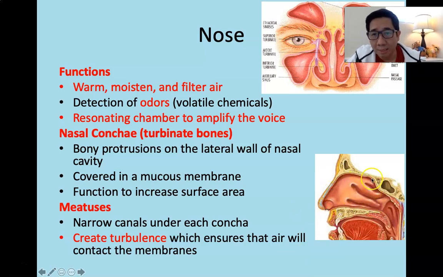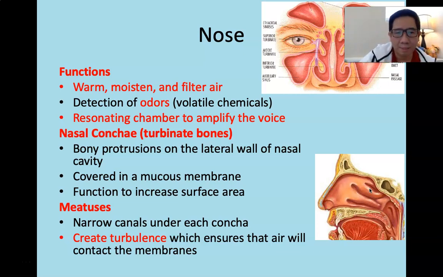This will create what we call turbulence. Just like the one in the airplane. It makes the air kind of go crazy in here, which actually warms up that air before it goes down into your lungs. It will help your lungs and also pick up any bacteria, any stuff. There's hair in your nose and other things in your nose to prevent things from going down deeper. And that's why we recommend breathing through your nose.